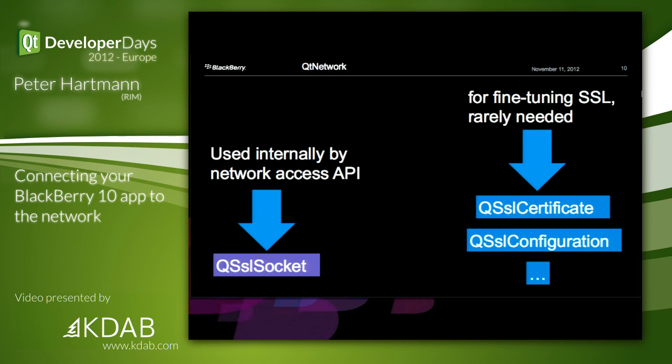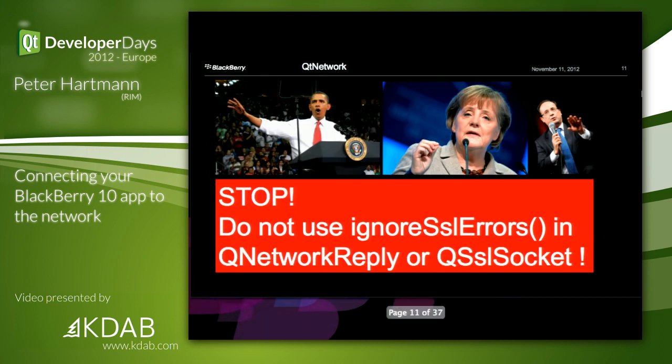What you should remember about SSL is this here. There's a very dangerous method that you can call and that you can do much damage, which is the ignoreSslErrors method. That's present both in the QSslSocket and in the QNetworkReply. Please don't use it. It's a bit oversimplified. If you really exactly know what you're doing, you can use it. But if you're not sure that you're doing the right way, then I would recommend not to use it.